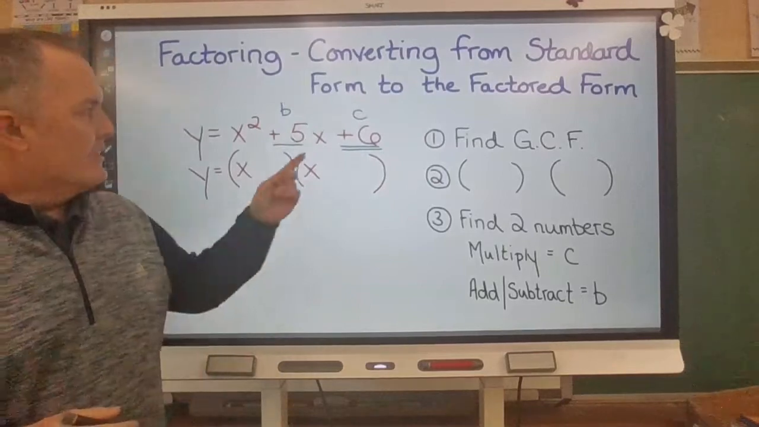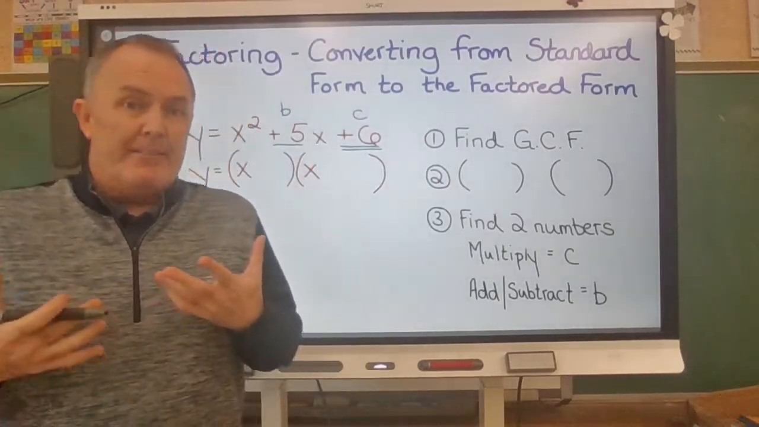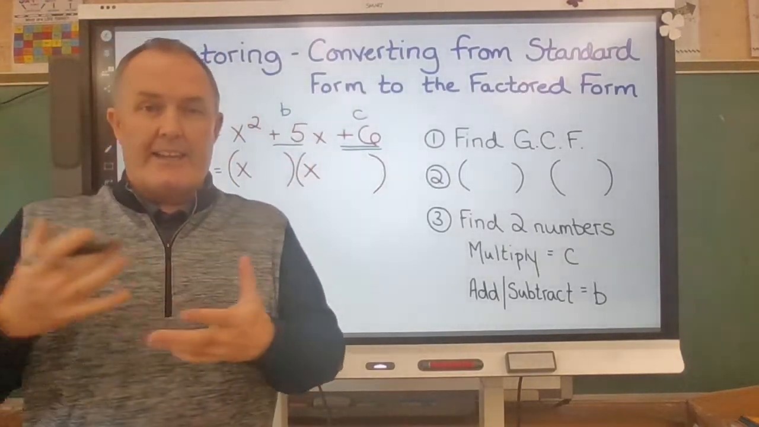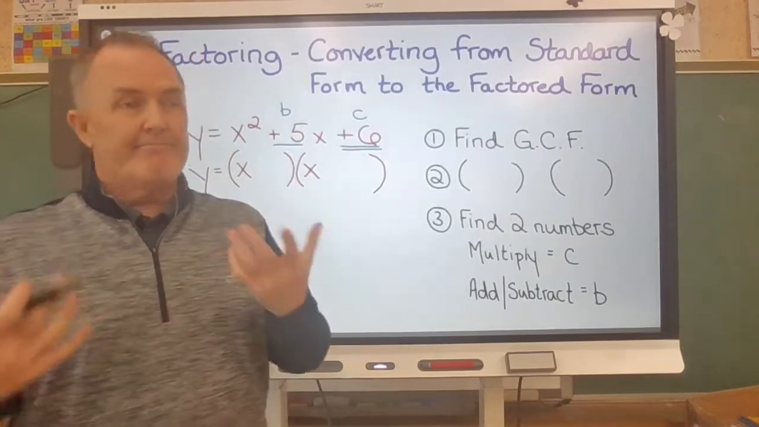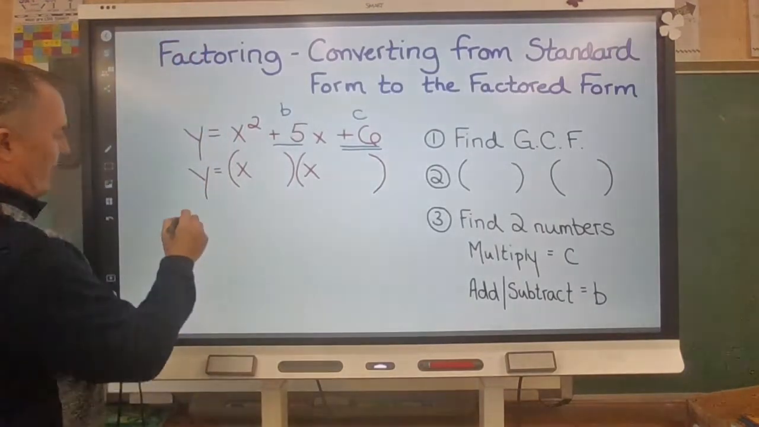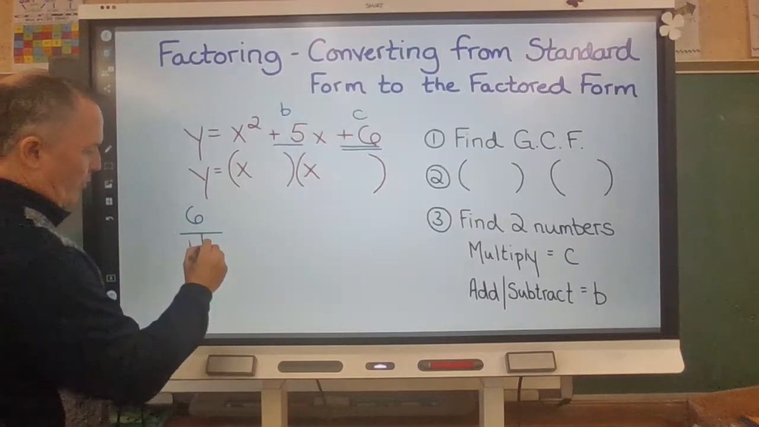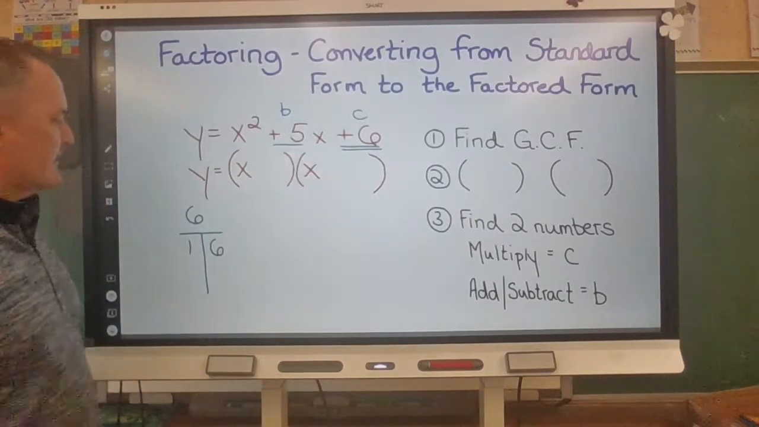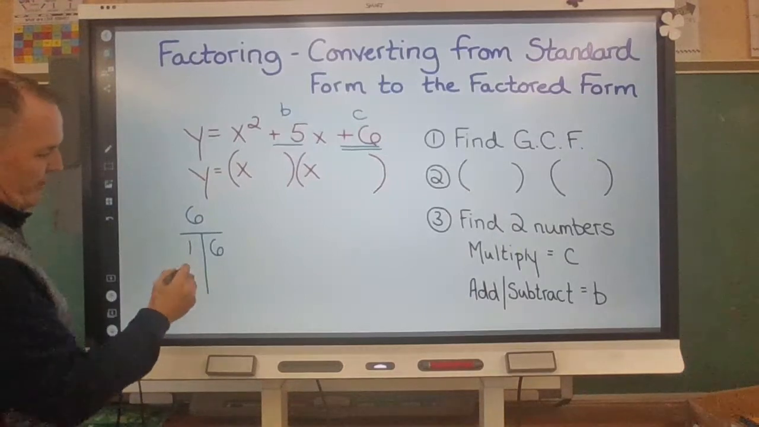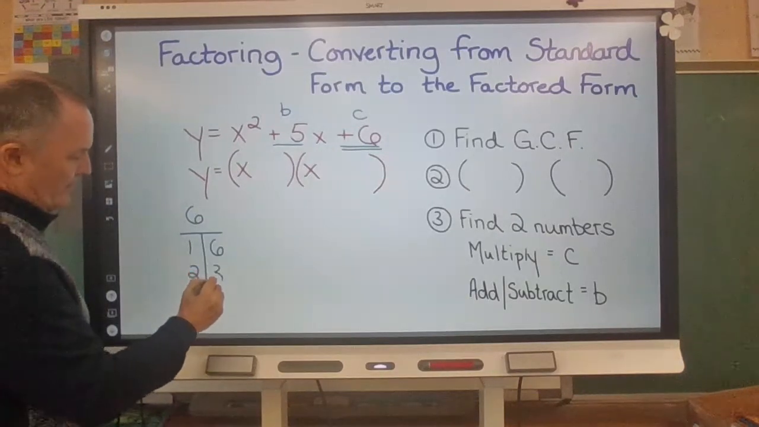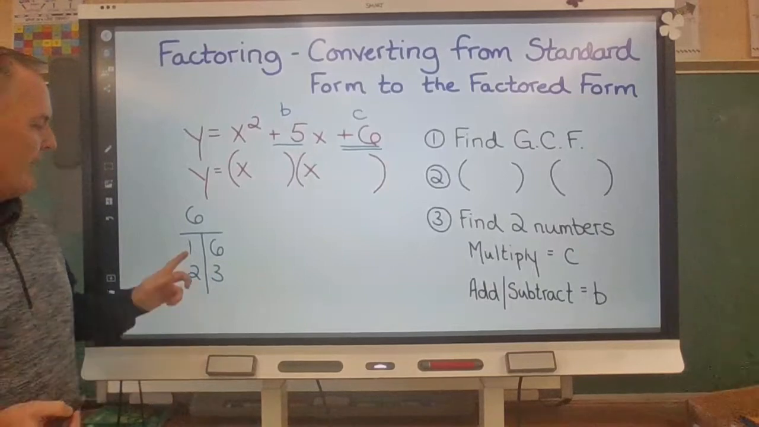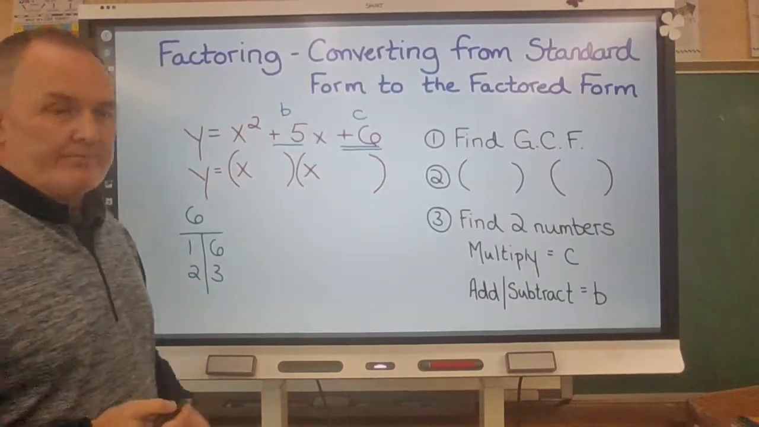All right. So what two numbers when multiplied together give me 6 that I can combine to give me 5? Well, if I was to create a little factor table here, I could do 1 and 6. 1 times 6 is 6. And I could also do 2 times 3. That's also 6.